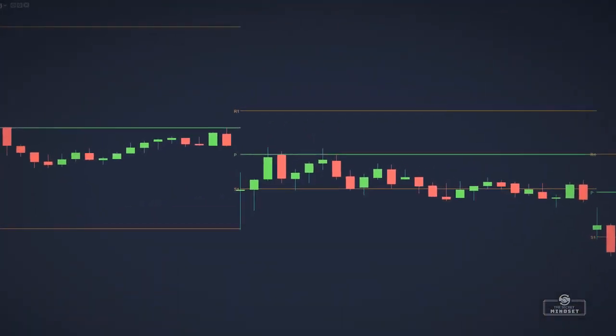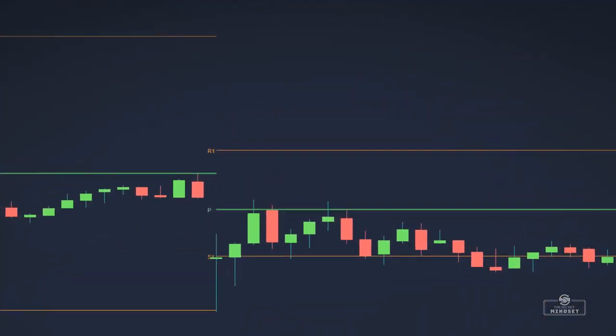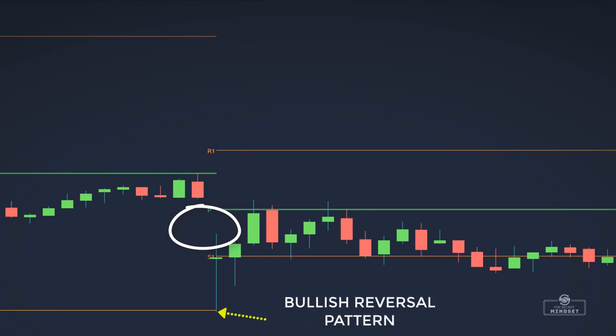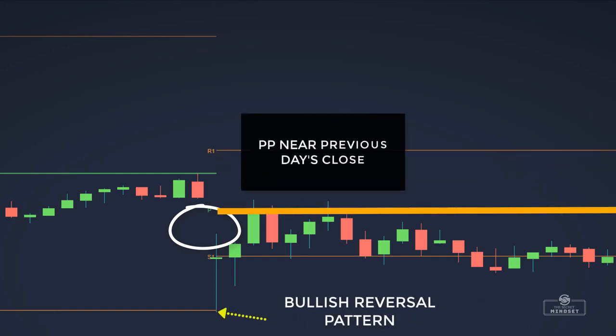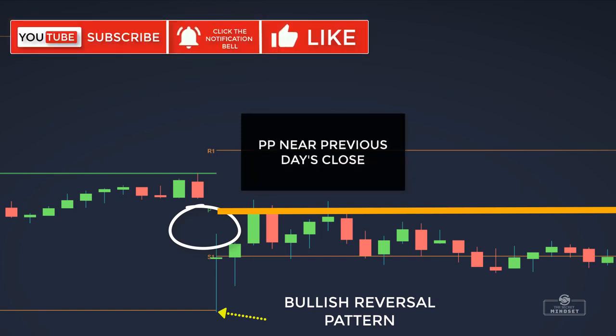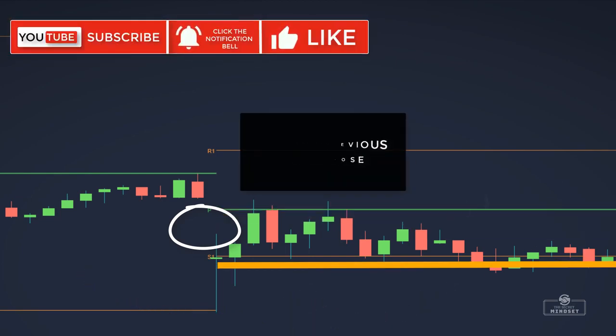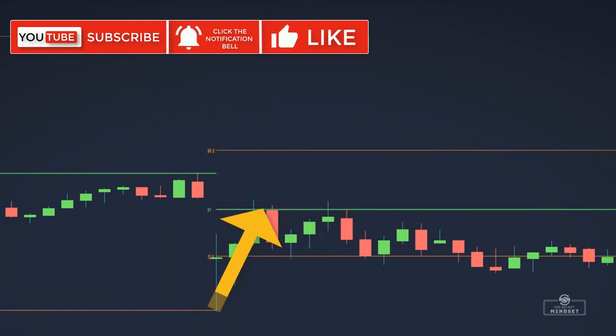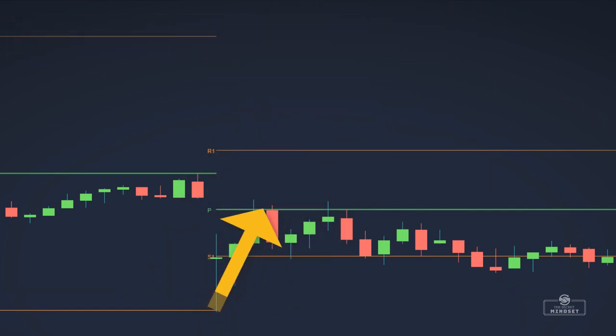And here we have another example. The session opened with a gap down and formed, this time, a bullish reversal pattern. The central pivot point was around the previous day's close, so we have a high probability that the price would return to that area. Remember this rule because it's very important for our setup.